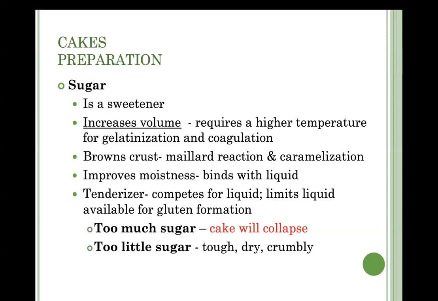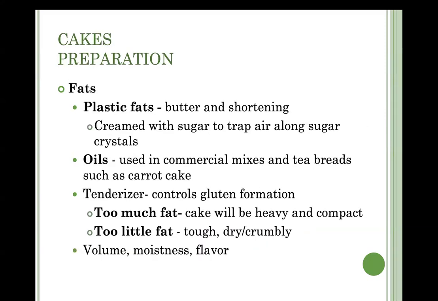Sugar also improves moistness and it binds with liquid. As a tenderizer, it competes for liquid, so it makes it less available for our gluten. But we do have to remember, take this into account. Too much sugar, the cake will collapse because it's going to give you a heavier product. And too little sugar, we're going to end up with something that's dry, tough, and crumbly.